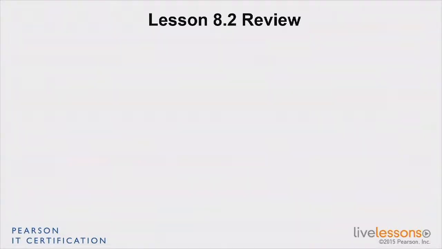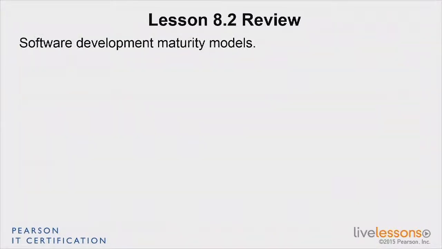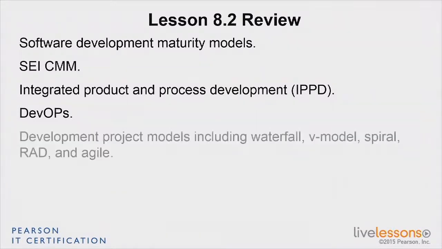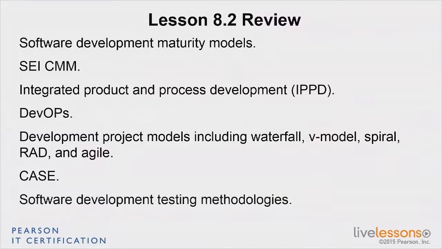That brings us to our Lesson 8.2 review. We started by talking about software development maturity models and their use, and we looked specifically at the CMMI. We looked at the Integrated Product and Process Development, the IPPD, that was developed by the Department of Defense. We looked at the DevOps implementation of IPPD in combination with the Agile model. We discussed each of the types of project models, including Waterfall, V-model, Spiral, RAD, and Agile. We explored what a CASE tool is, and then we looked at the 6 different software development testing methodologies.